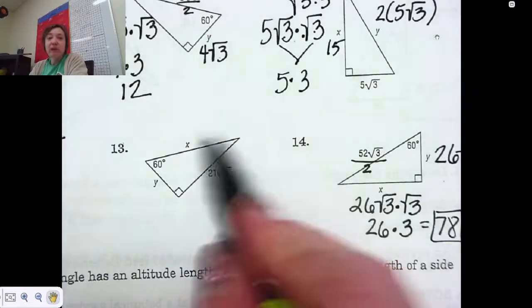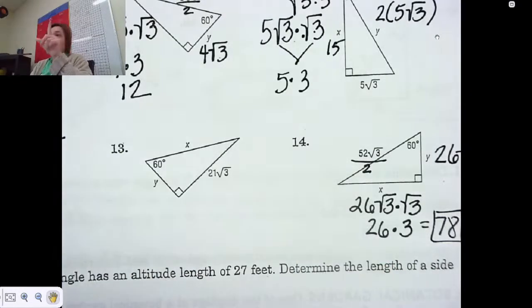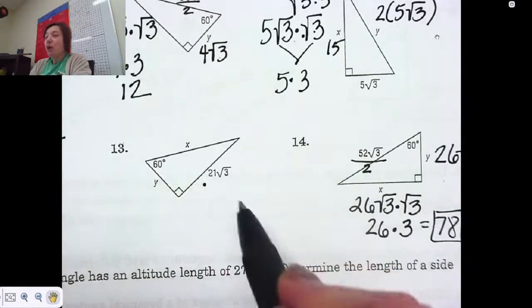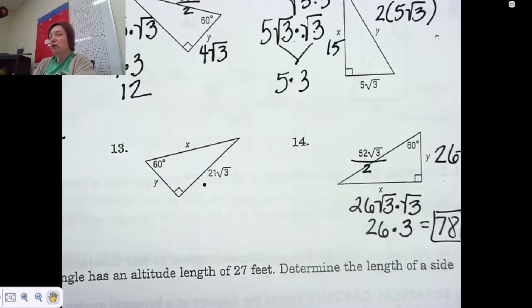Okay, look at this one. This one trips up most people, and it's actually really simple. Which side did they give us? They gave us the medium side, right? So, based on that, what would the short side be?